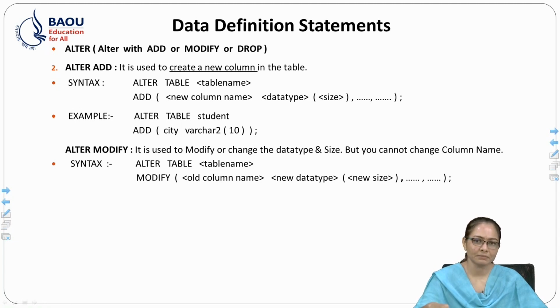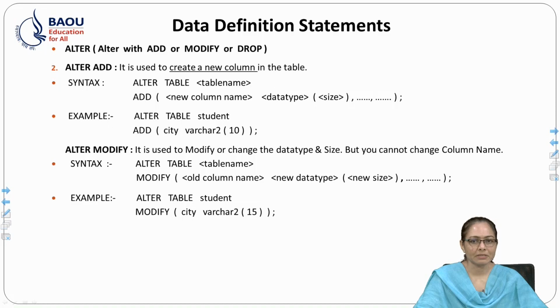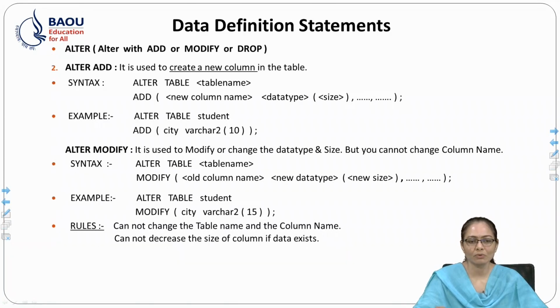For example, alter table student. We want to change the size of the city column to 15. Here the column size is 10 and here it is 15. We want to change the size of the city column. Then alter table student, then modify, in the bracket city varchar2 and then 15, and then the bracket is closed and a semicolon.